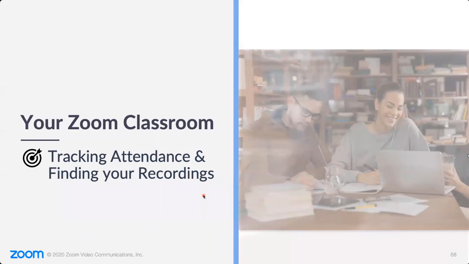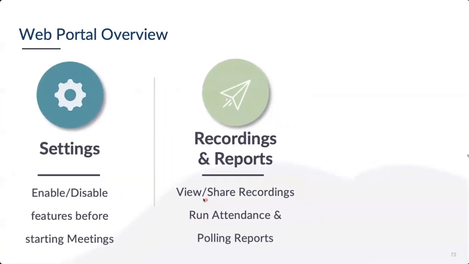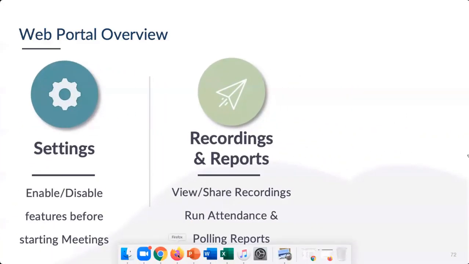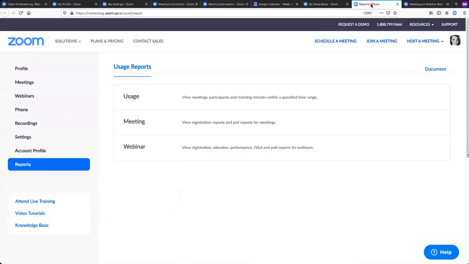Okay, last couple of things. How to track attendance, how to find your recordings. This is going to be back in the portal where we spent a little bit of time today. So I'm going to transition. And your reports, if you have Pro, you'll be able to run a report of your polls. You also can run a usage report, and that's your attendance. So it tells you who all showed up for class and how long they stayed and all of that information.